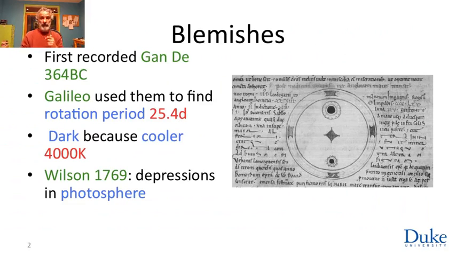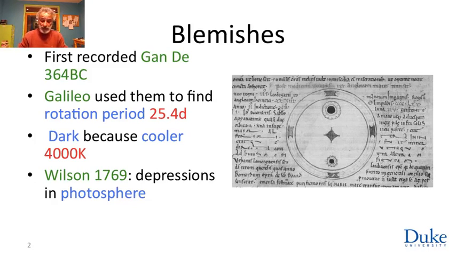And so the indication of solar weather are these blemishes, these spots on the sun. The first known recording of these is in the writings of a Chinese astronomer whose name I can only pronounce as Gande. Galileo observed the sunspots and used them to find the rotation period of the sun. The sun rotates about its axis, moving from west to east every 25.4 days.